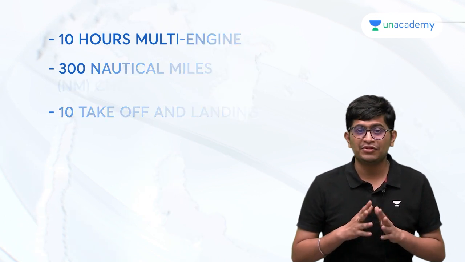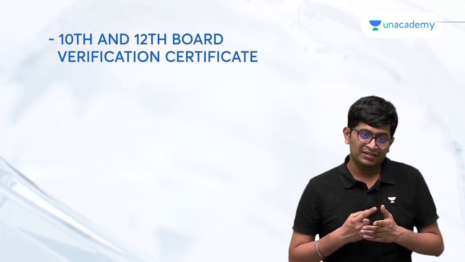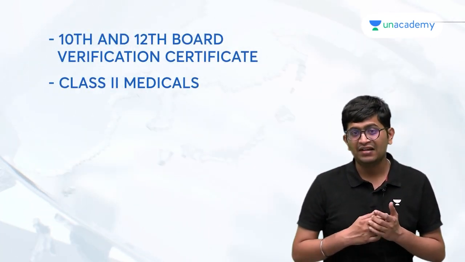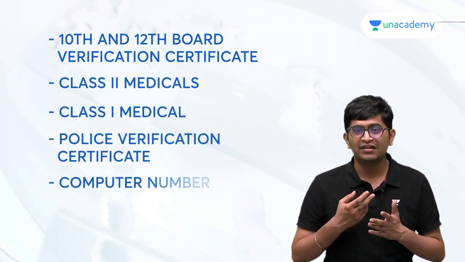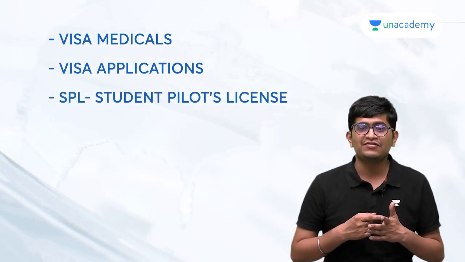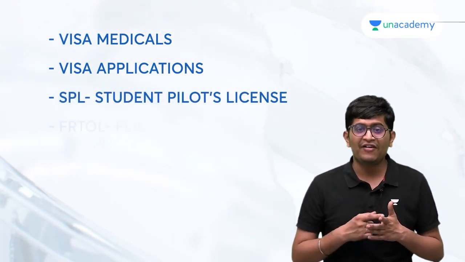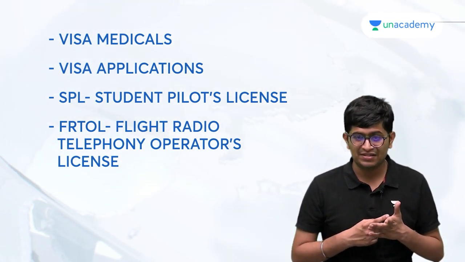So, this brings us to the end of the video. To summarize, I will quickly take you through the documents required to submit with your flying logbook to the DGCA for the issuance of your commercial pilot license. First, the 10th and 12th board verification certificate, Class 2 and Class 1 medical test certificates, police verification certificate, computer number, ground class mark sheets, visa medicals, visa applications, SPL, which stands for Student Pilot's License, FRTOL, which stands for Flight Radio Telephony Operator's License, and CPL.